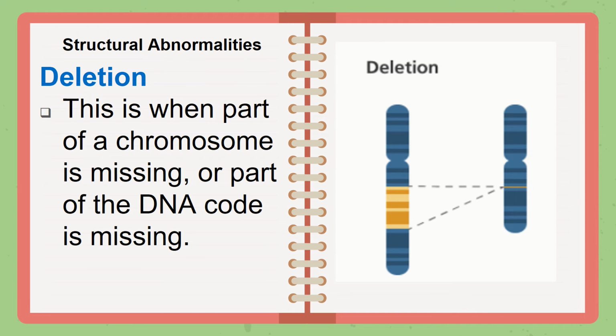Now let's go to the structural abnormalities of the chromosomes. It is when large sections of DNA are missing from or added to a chromosome. The structural abnormalities can take several forms. Number one is the deletion. This is when part of a chromosome is missing, or part of the DNA code is missing, just like what you have observed in the picture.